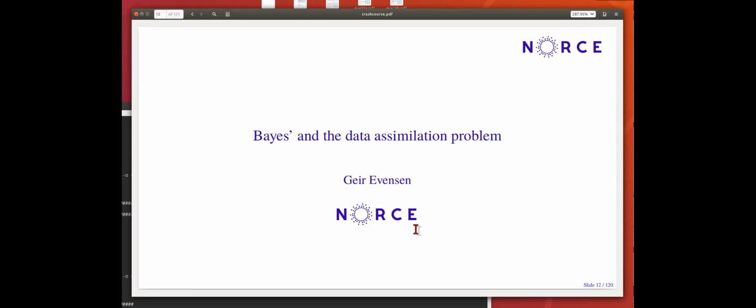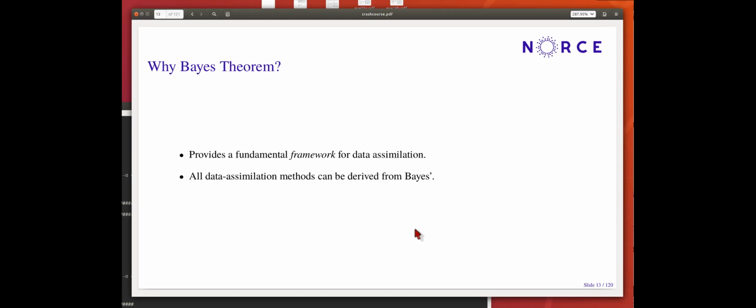Okay. I have a few slides on Bayes and its relation to the data assimilation problem. I'm not going to spend a lot of time on it because I will just go quickly through the slides to provide you the definitions. But I think the slides can be useful to look at on your own later on if you're not familiar with this.